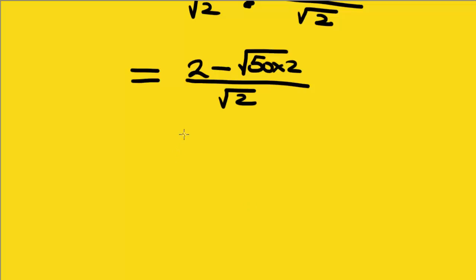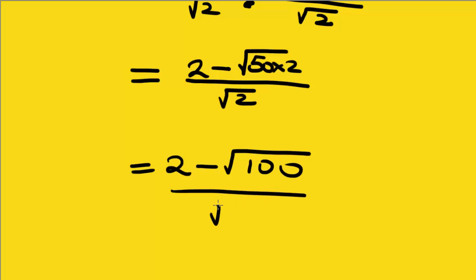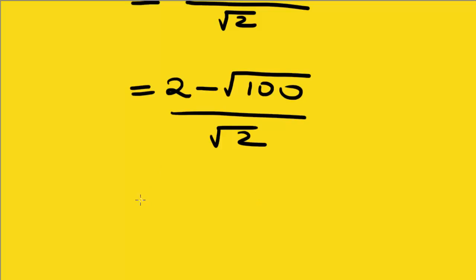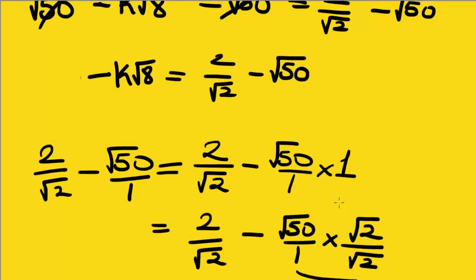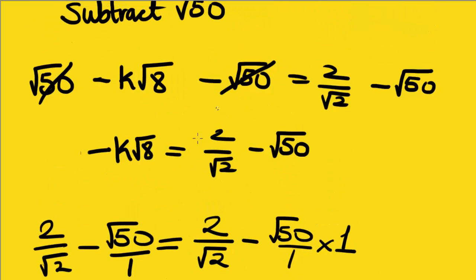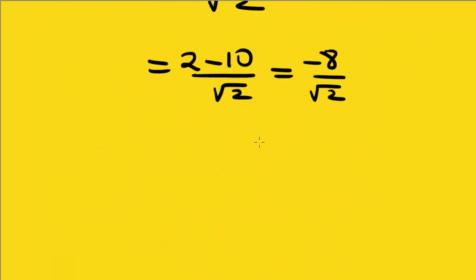That's always true with fractions. So simplifying the expression in the square root, 50 times 2 is 100. So we have 2 minus 10 over root 2, which is equal to minus 8 over root 2. So going back, this right hand side is what we just simplified. So minus k root 8 is equal to the right hand side, which is now this. So I can write minus k root 8 equals minus 8 over root 2.